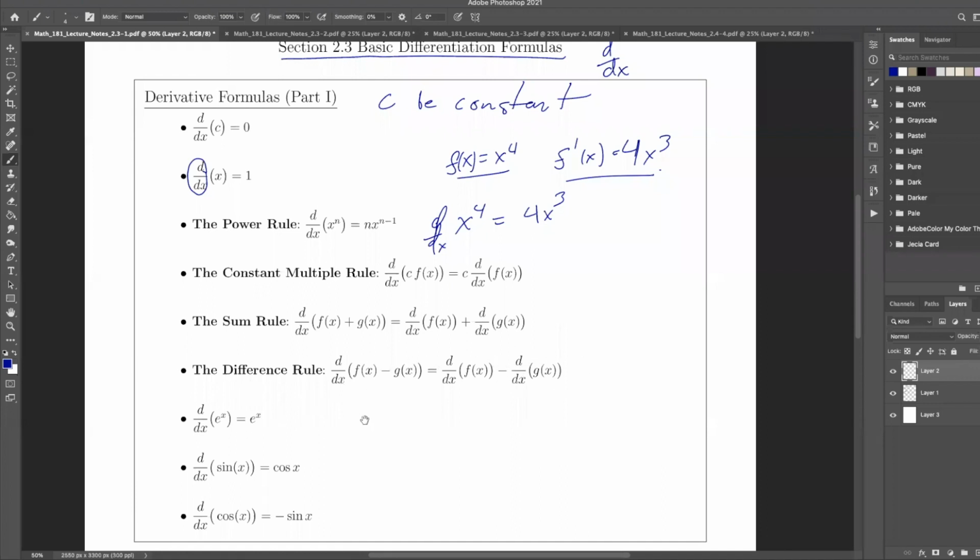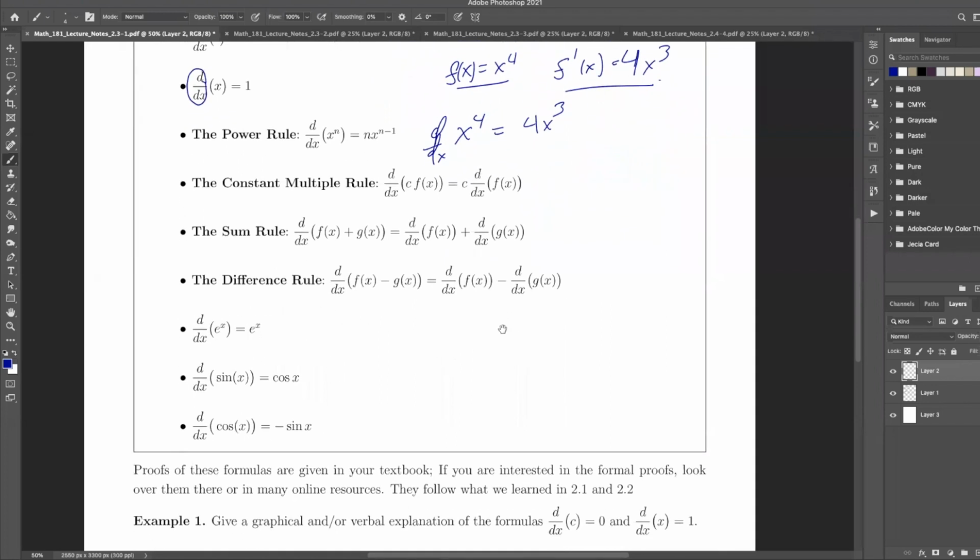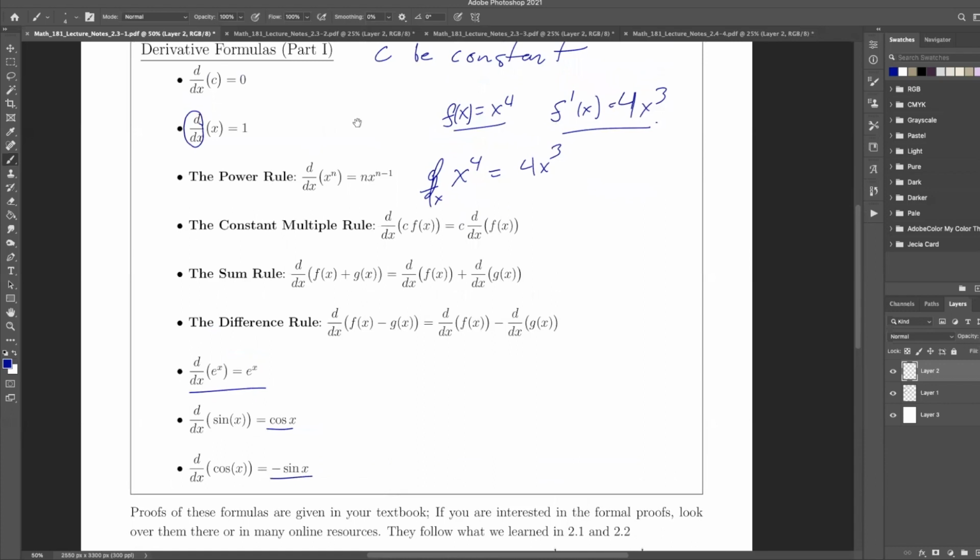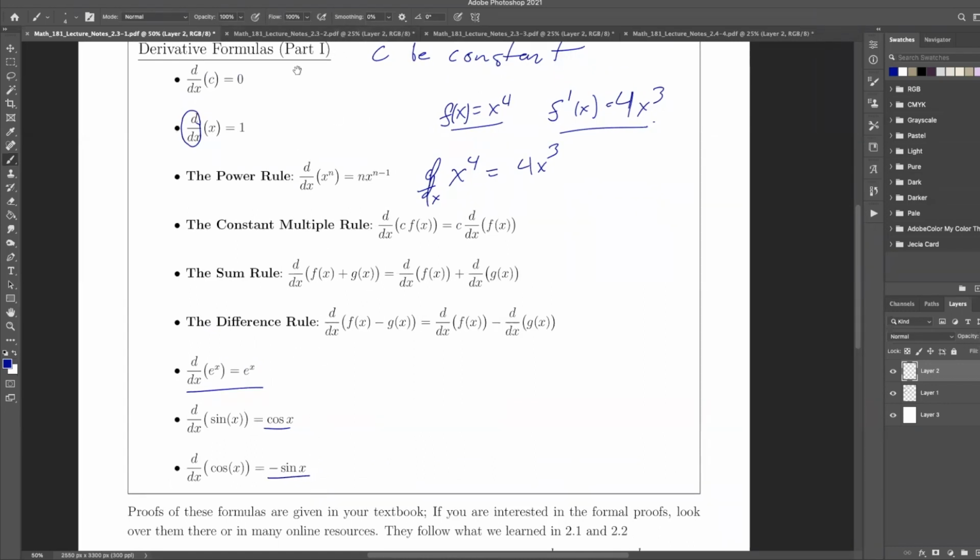And here's some other things real quick. So here we have e to the x. e to the x, its derivative is itself, right? And that gives rise to a horrible math joke. So here, its derivative is itself. And if I take the derivative of sine, I get cosine. And if I take the derivative of cosine, I'll get minus sine. Okay. And from these rules, you can take a derivative of many, many things.